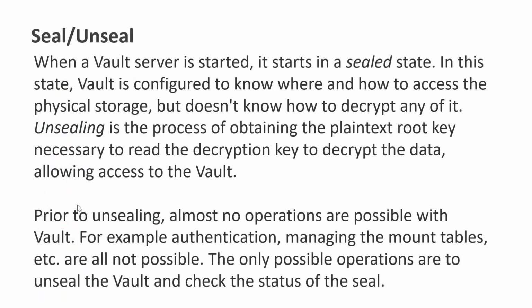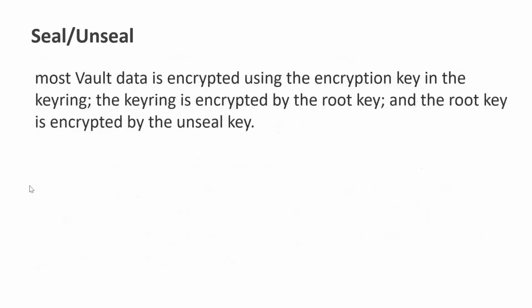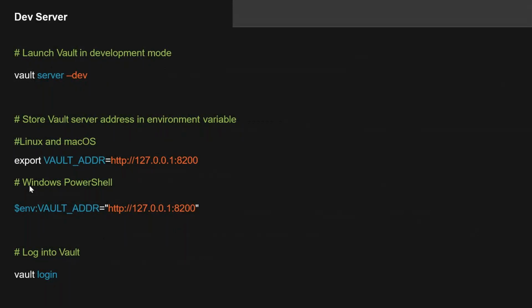Now the seal and unseal process: when a Vault server is started, it starts in the sealed state. In this state, Vault is configured to know where and how to access the physical storage, but does not know how to decrypt any of it. Unsealing is the process of obtaining the plaintext root key necessary to read the decryption key to decrypt the data, allowing access to Vault. Prior to unsealing, almost no operation is possible with Vault, for example authentication, managing data, and so on. So basically, if you want to use it, you have to unseal it. Okay, so this is done. Now the question is, how do we start the dev server in dev mode?